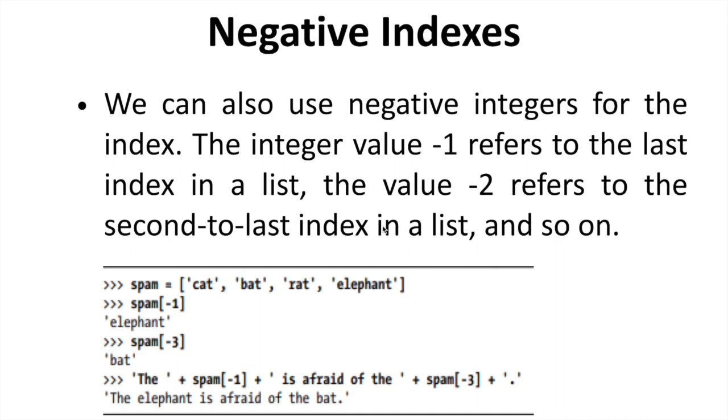So negative indexes. You can use negative indexes also. It is possible in Python. For example, the integer value -1 refers to the last index in a list. The value -2 refers to the second to last index in a list. For example, if I want to access the last element here, that is elephant, you should use -1. See, spam[-1] is the last element in the list, that is elephant. Elephant will be displayed. Spam[-3] is bat.